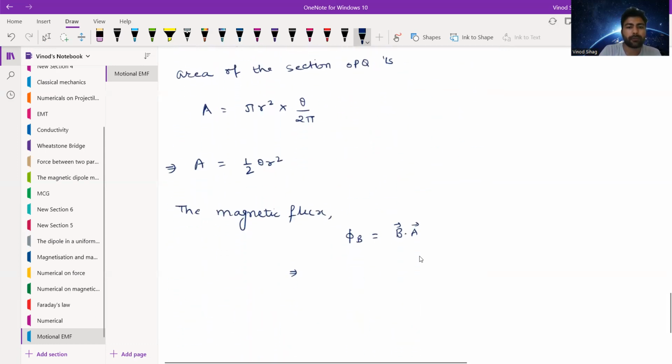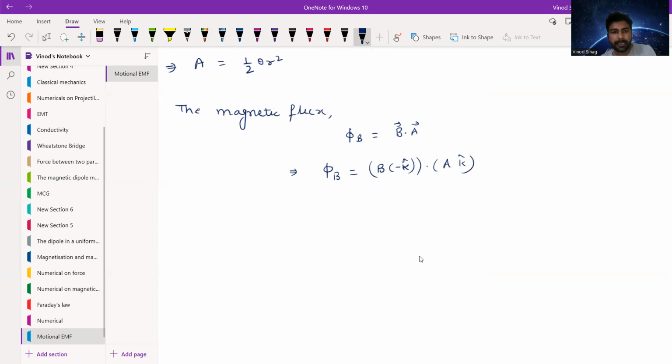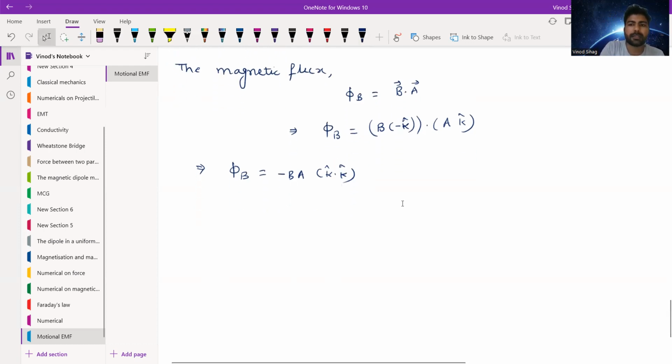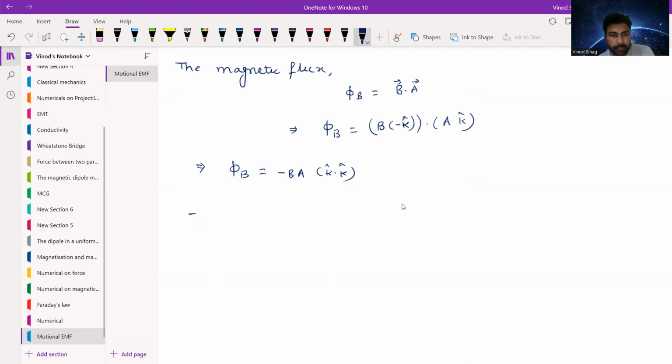Therefore, we can write phi B equals to, the magnetic field is in the negative k cap direction, dot the area in the positive k cap direction. Now the equation we get is phi B equals to minus BA times k cap dot k cap. K cap is the unit direction vector in the z direction, so the dot product will be 1. Therefore we get phi B equals to minus BA.